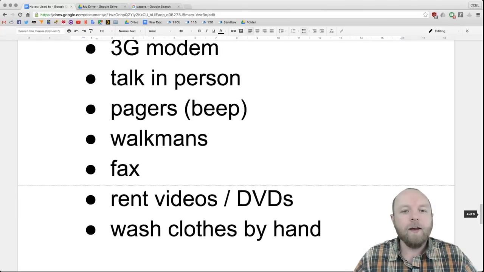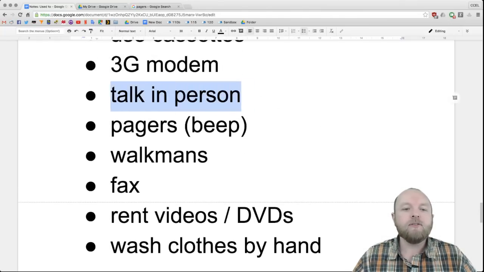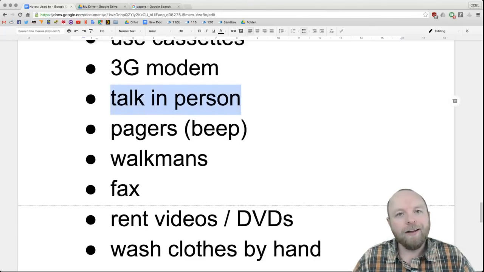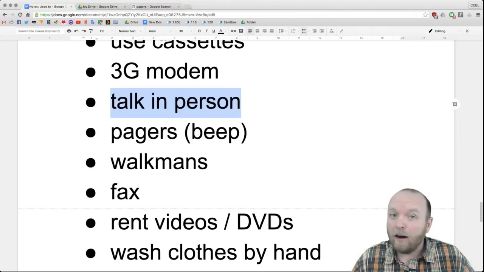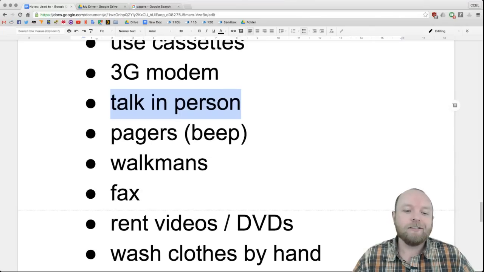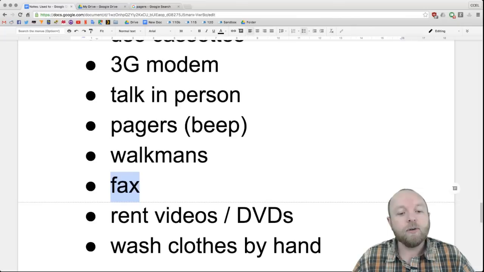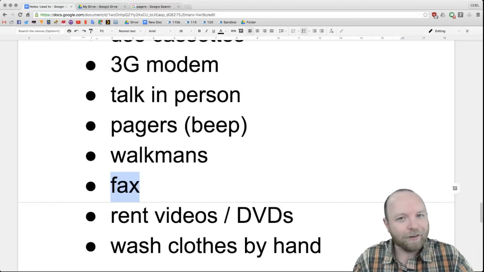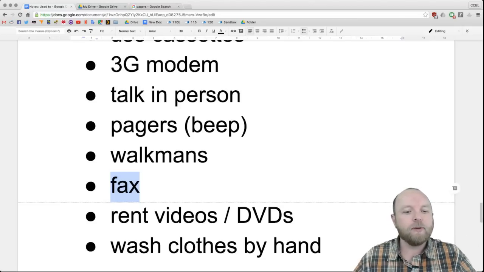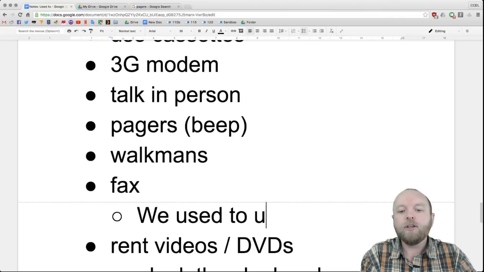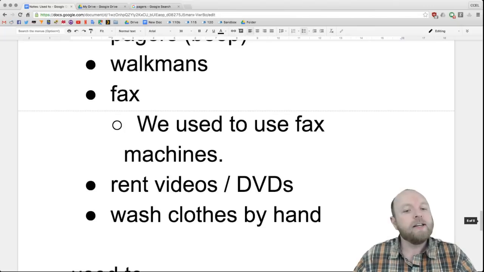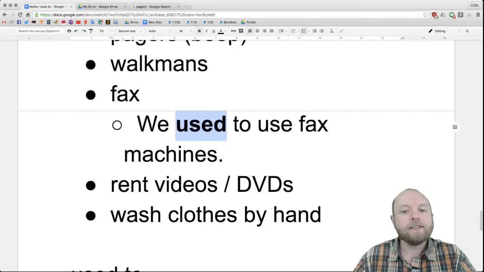Let's go back. Okay, so elusive angel. What's elusive angel's name? I can't remember. But example, we used to talk in person. That means now we don't talk in person, right? We used to use fax machines. Different meaning, right? Used to use. Let's write that example. We used to use fax machines. Whoa. Okay, do you guys understand that this is different than this?